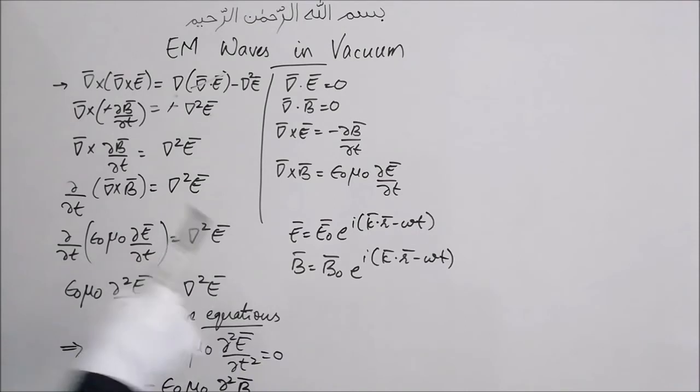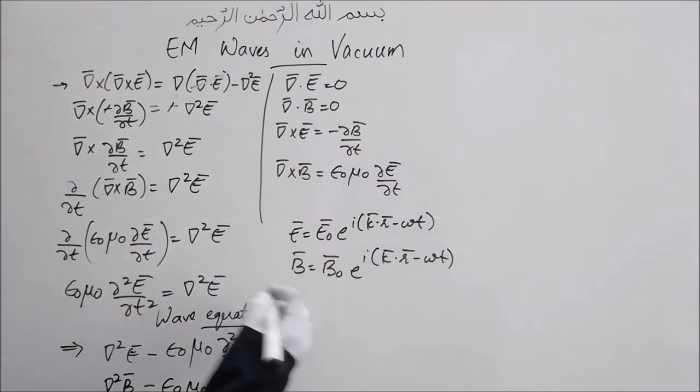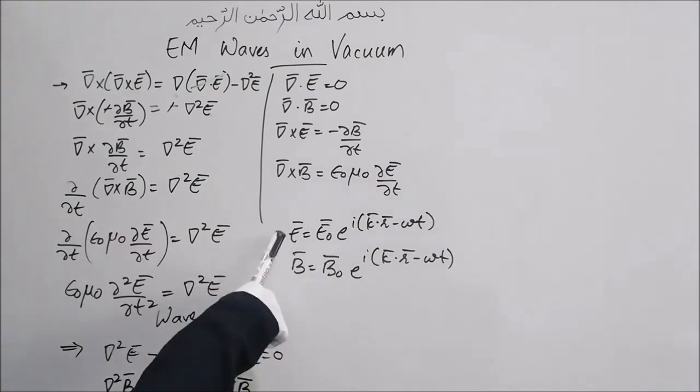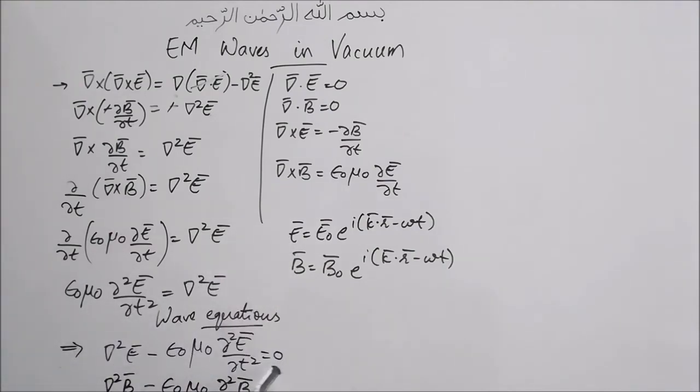So using these two general solutions, we can find the velocity or the speed at which this wave moves in vacuum. For finding that, we are going to take these E and B, put them in the wave equation, and get the value of v. Let's do that.